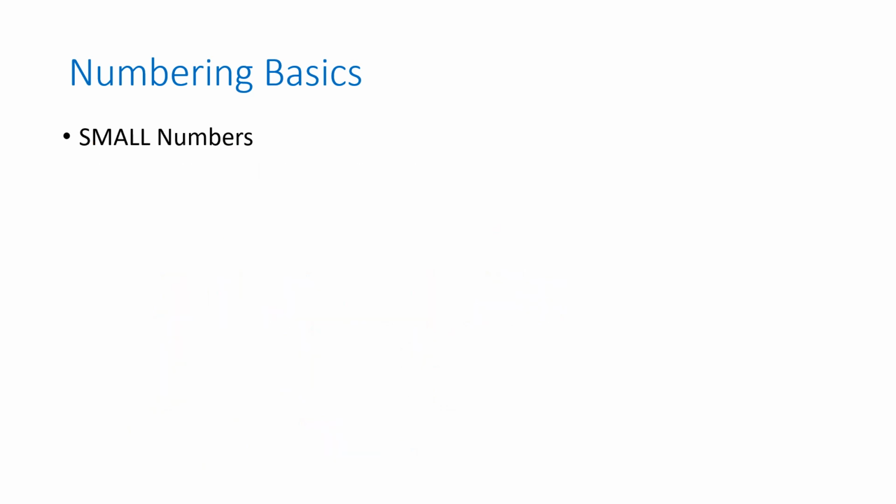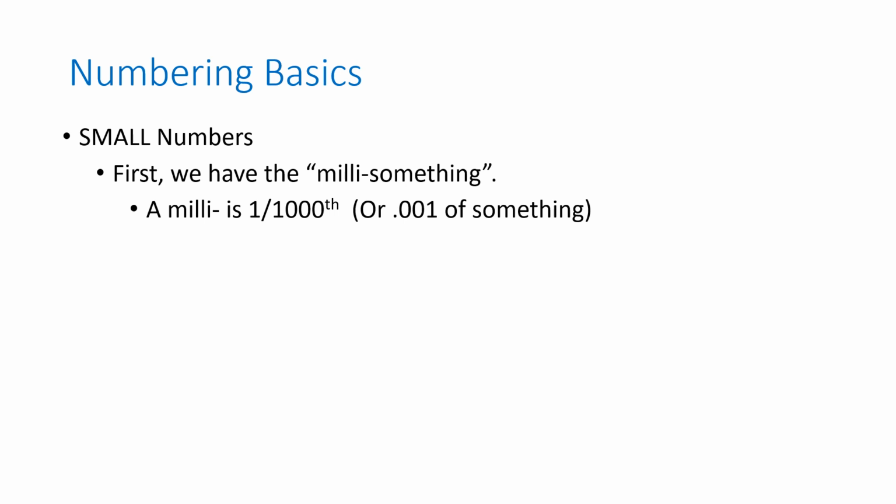What about small numbers? Well, we're going to have four items to remember now. The first is the milli. You can have milliamps or millivolts or milliwatts. You can have millihenries, probably millifarads in capacitance as well. A milli is a 1,000th of something, or 0.001 of something.